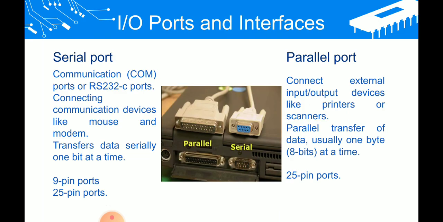So the first one is serial port. Serial port is also known as COM ports or RS232C ports. So these are the names given to serial ports. This is used to connect mouse and modem. Here the data transfer is done serially, that is 1 bit at a time. And either 9-pin or 25-pin connectors are used.